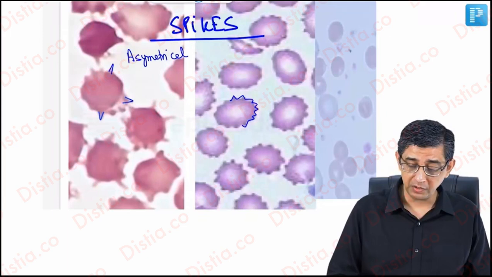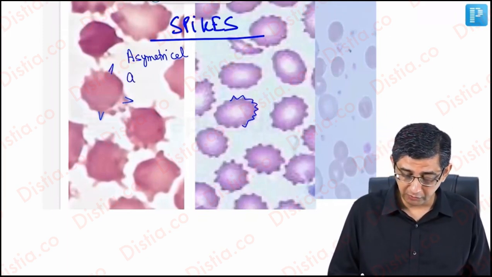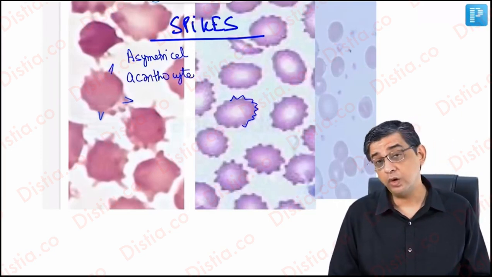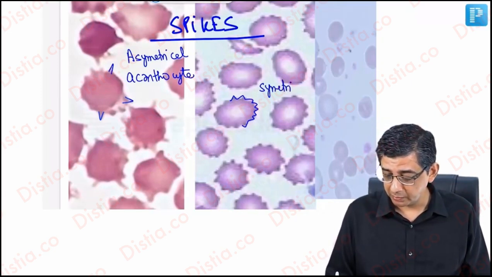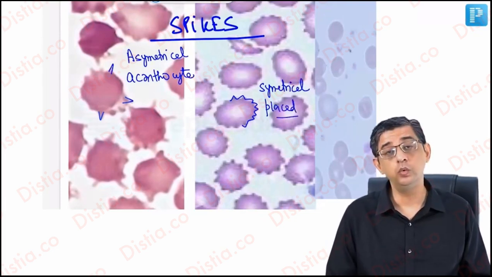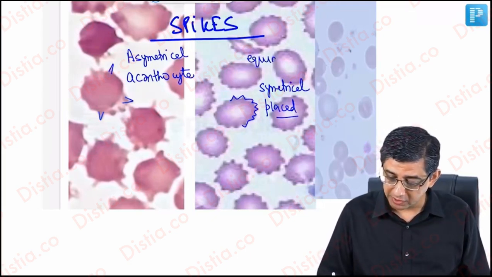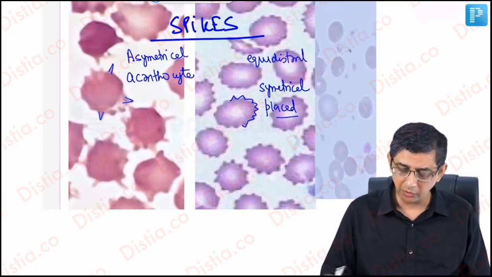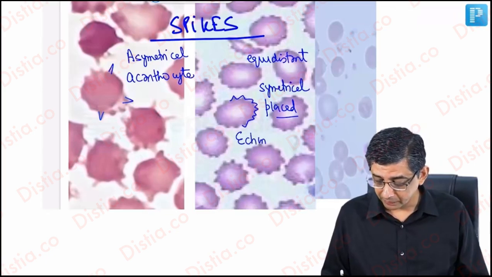But in the first case, the spikes are asymmetrically placed. So this red blood cell would be called an acanthocyte. Whereas you can notice that in the second image, the spikes are symmetrically placed. These symmetrically placed spikes will help you identify, or rather I can use another term, equidistant from each other, or almost equidistant from each other. So the word is echinocyte.